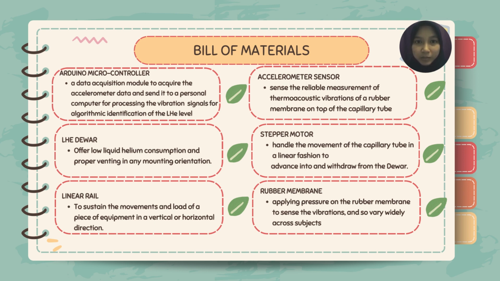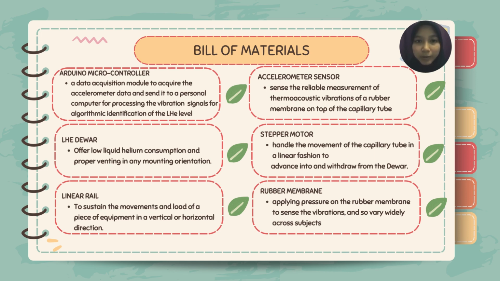It senses the reliable measurement of thermoacoustic vibration of a rubber membrane on top of the capillary tube. Next is liquid helium dewar. It offers low liquid helium consumption and proper venting in any mounting orientation. Next is stepper motor, to handle the movement of the capillary tube in a linear fashion to advance into and withdraw from the dewar. Next is linear rail. It's to sustain the movement and load of a piece of equipment in a vertical or horizontal direction.